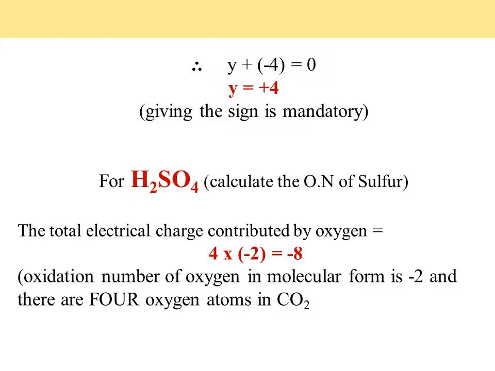Sorry, there's a printing mistake. It's not CO2. I typed that one wrong. Please don't mind that. It's basically a typing mistake. It will be H2SO4 over there. 4 oxygen atoms in H2SO4. There is a typing mistake over there, so ignore that one. So, 4 oxygen atoms in H2SO4.